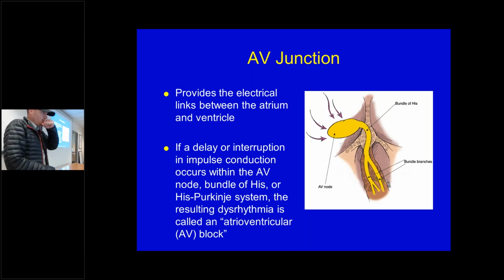So if there's a delay or interruption of that impulse, the connection in the AV node, the bundle of His. Now it talks about the His Purkinje system. You guys don't really need to know that. It's just AV node, then bundle of His, and then bundle branches, right? The dysrhythmia is called an atrioventricular block. And that's the AV blocks, and that's what we're going to be talking about.